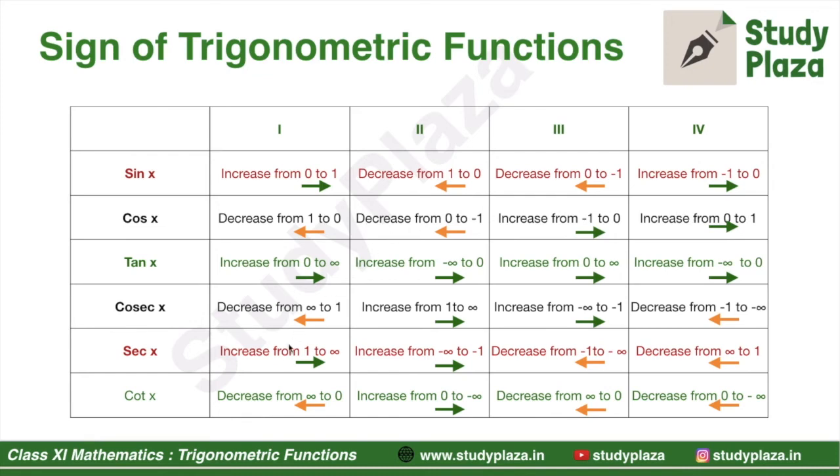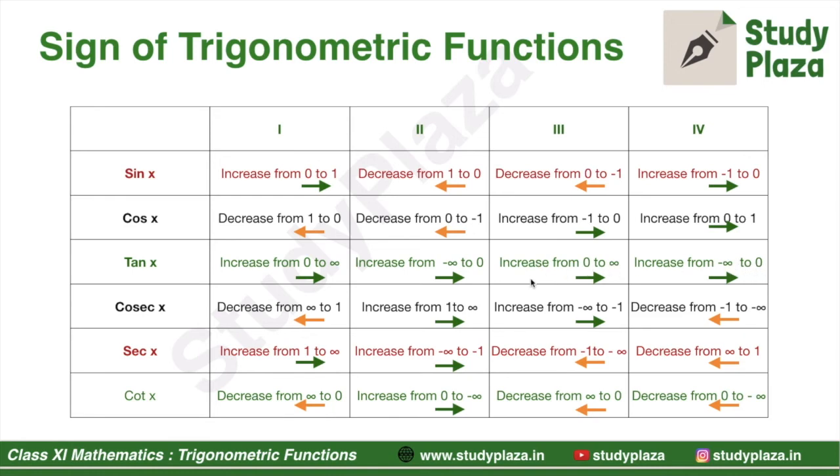Similarly, sec, which is just 1 by cos, will increase in the first and second quadrant and decrease in the third and fourth quadrant. Similarly, tan will increase in all four quadrants: in the first from 0 to infinity, in the second from minus infinity to 0. Here, at infinity to minus infinity, this function remains undefined. So similarly, again 0 to infinity and again minus infinity to 0.